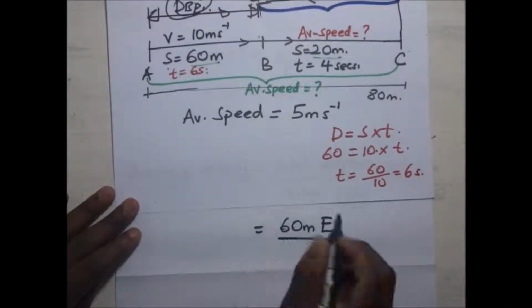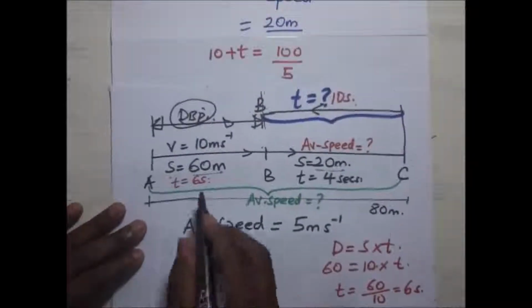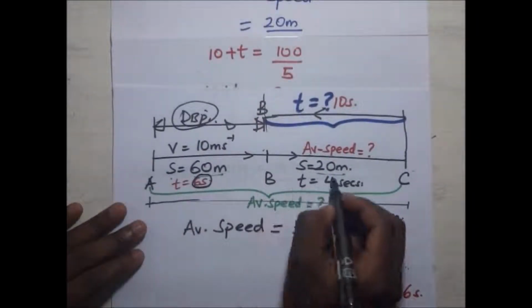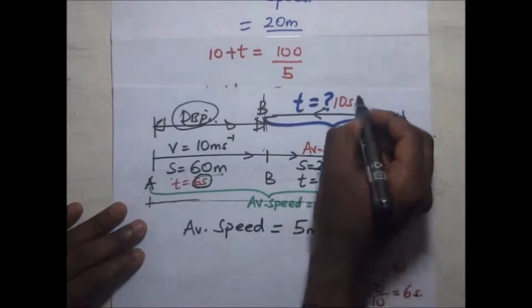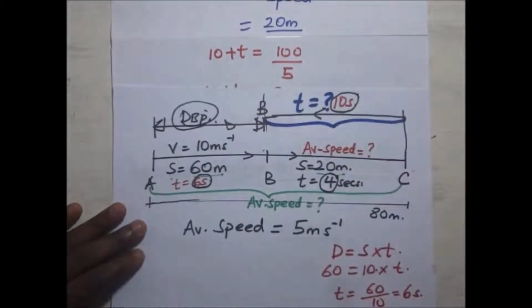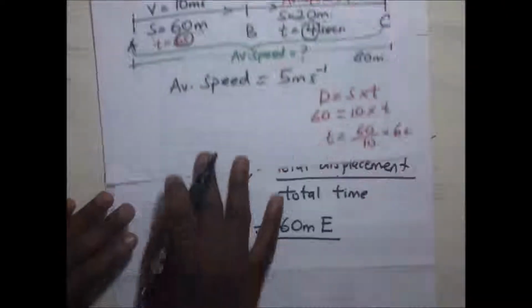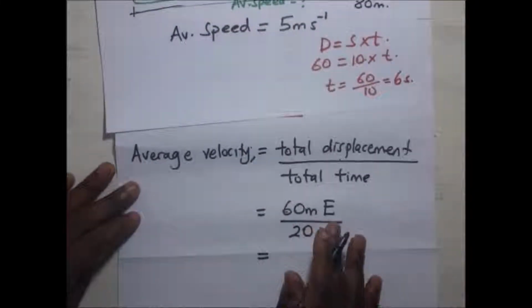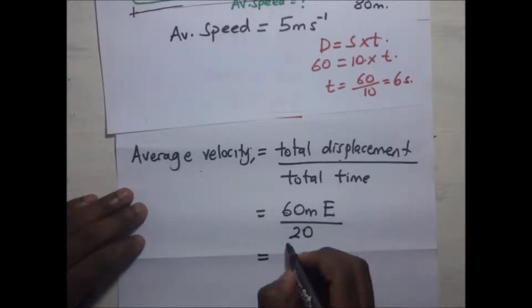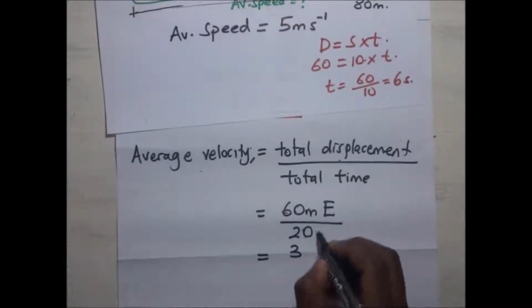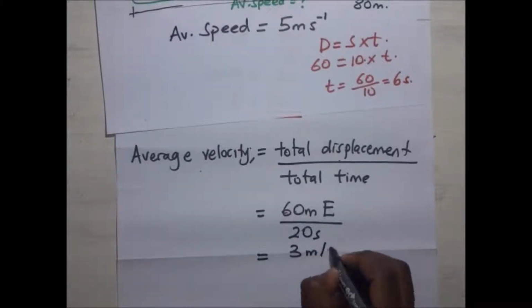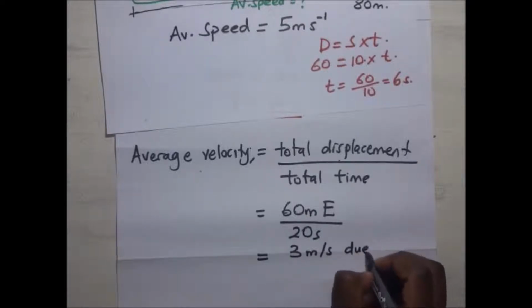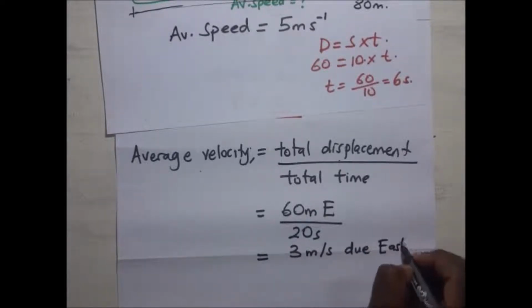60 meters due east, divided by the total time taken. The total time taken is 6 seconds plus 4 seconds plus 10 seconds. That's going to give us 20 seconds. So it's 60 divided by 20, and definitely that is going to give us 3 meters per second due east.